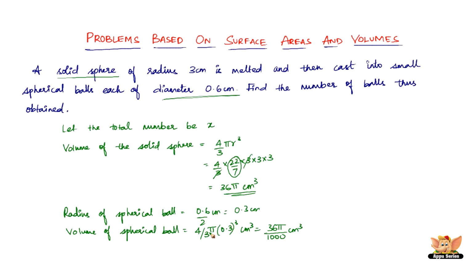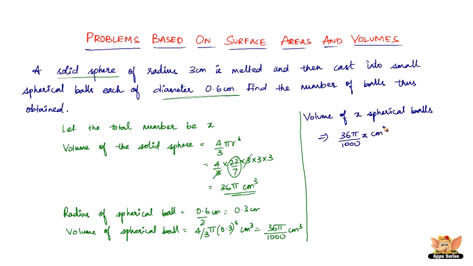So what is the volume of x spherical balls going to be? You just have to multiply x to this. If the volume of one ball is so much, then the volume of x spherical balls is going to be 36 pi by 1000 times x. That's all. So the volume of x number of spherical balls is 36 pi by 1000 x centimeter cube.